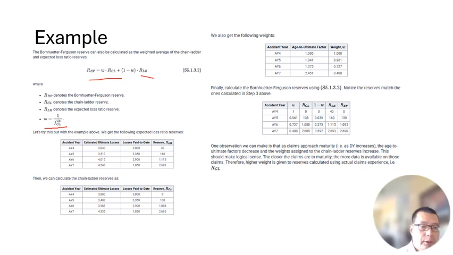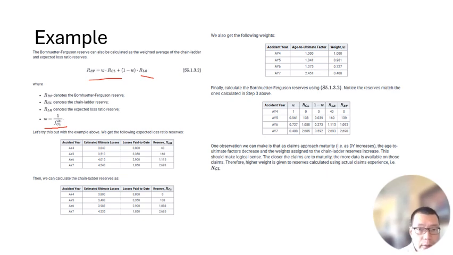We get the following expected loss ratio reserves based on what we calculated earlier. We can calculate the reserves to be 40, 160, 1115, and 2693. Also, we can calculate the chain ladder reserves to be 0, 138, 1088, 2685.